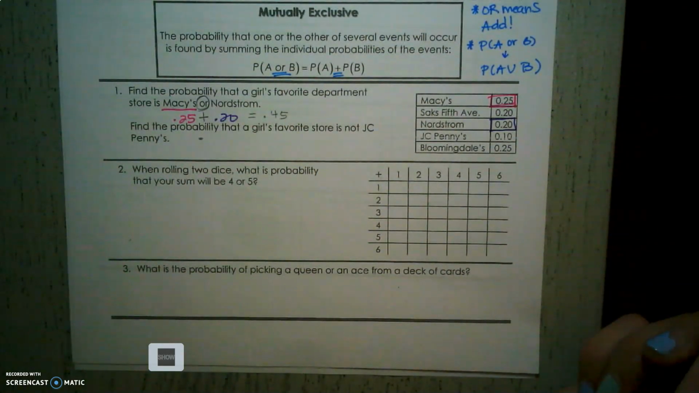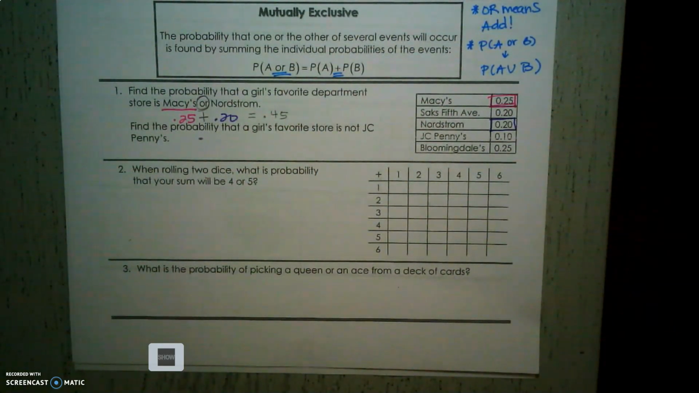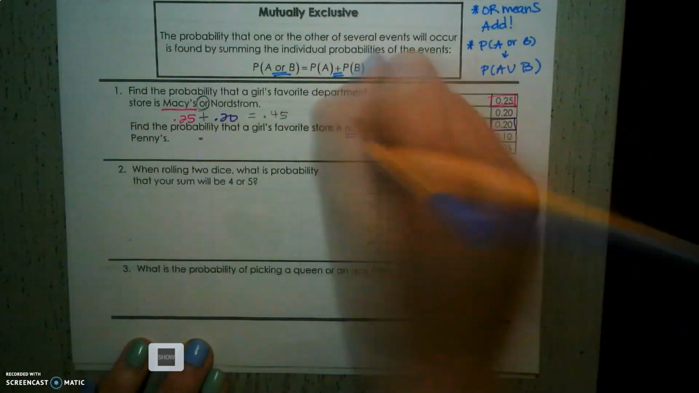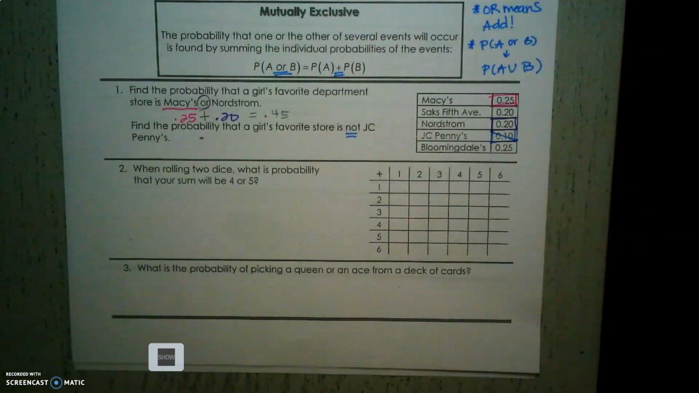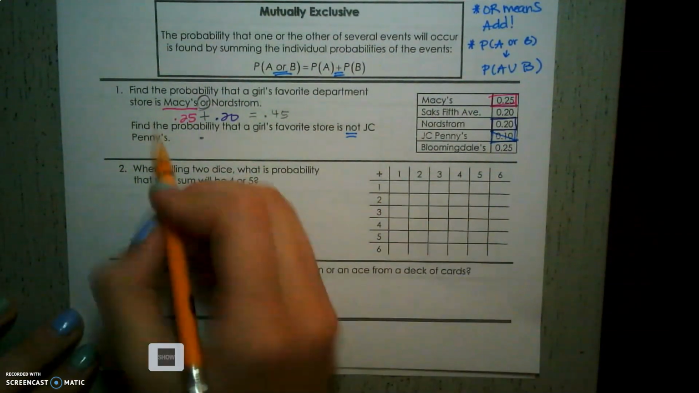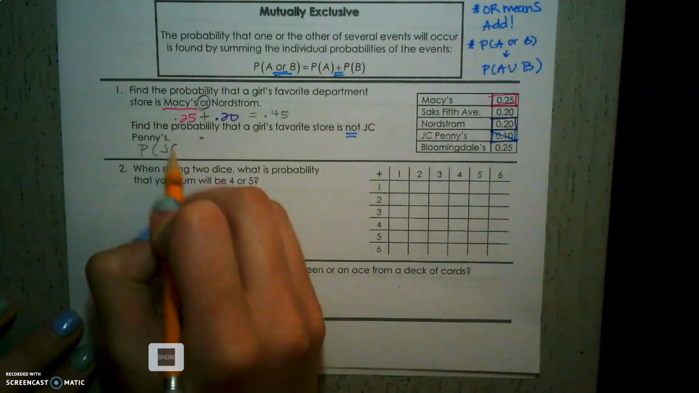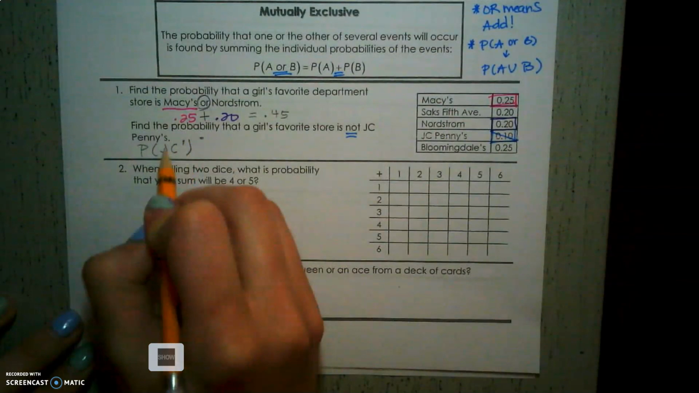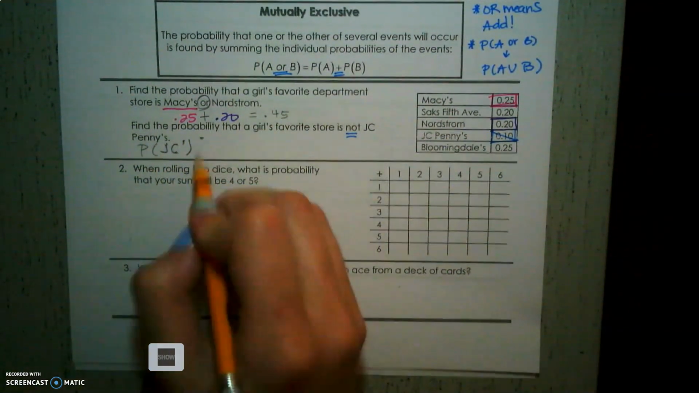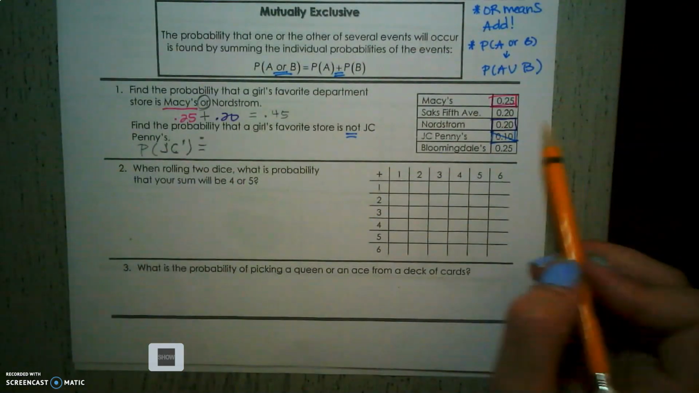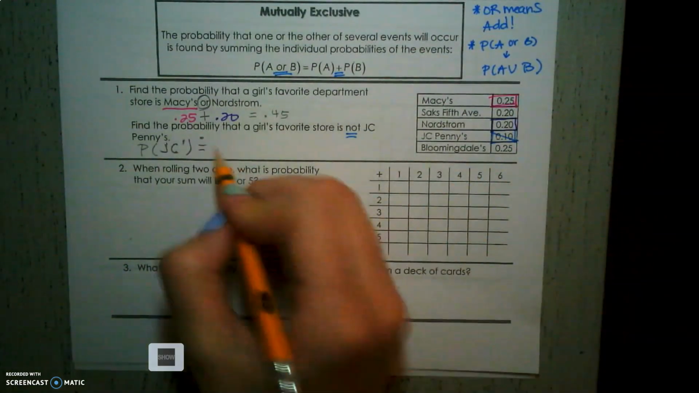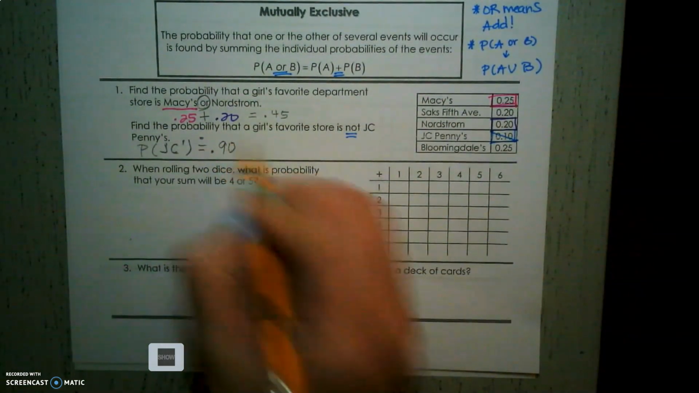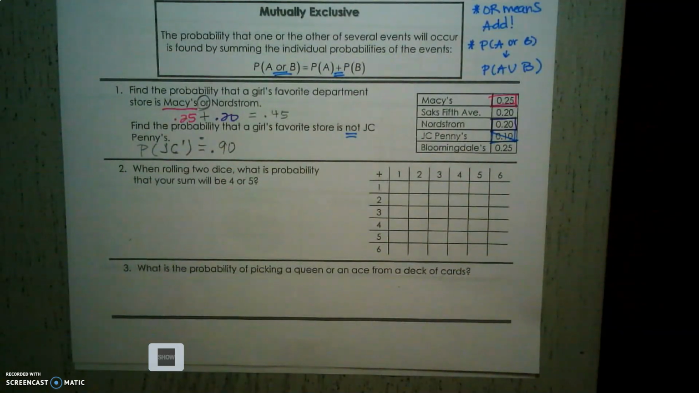Find the probability that a girl's store is not JCPenney's. If we're talking about not JCPenney's, look at this word not. Then I'm going to look at JCPenney and subtract it from the total here. So not JCPenney is going to be the probability of JC prime, or the complement of JC. So I'm going to add all of those together. We have 2, 4, 6, 8, and 5 plus 5 is 10. That's going to be 0.9. Okay, 90 out of 100, 90 hundredths of a chance.